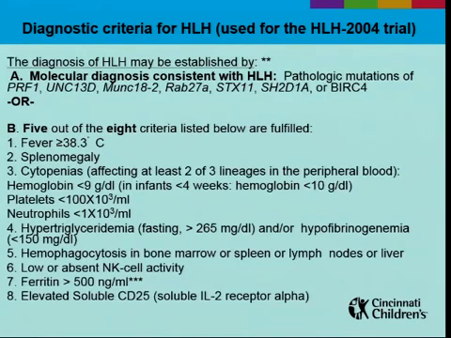But the clinical ones that you'll face more in your general pediatric population are unexplained fever, splenomegaly, cytopenias, with 2 out of 3 of the lineages affected, with a hemoglobin less than 9, platelets less than 100,000, and an ANC less than 1,000. And as an inflammatory state, hypertriglyceridemia and/or hypofibrinogenemia.